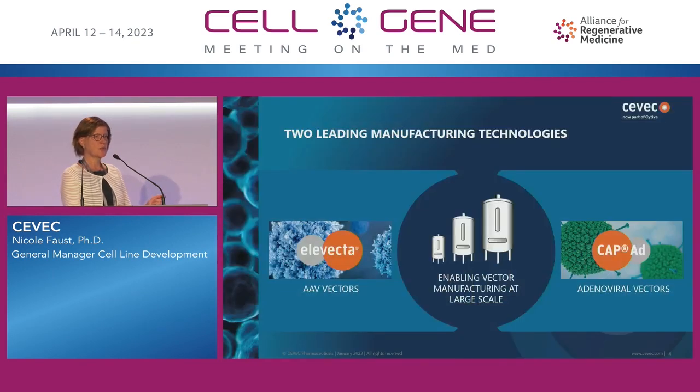And I would like to focus this talk on two technologies. One is our EleVector technology that we have invented and established and also been partnering out over the last years, which is for AAV vector production, and I'll lead you through the process and how we can actually help to make this process more robust, much more scalable, more cost efficient. And the second one, to which I will dedicate a few minutes at the end of the talk, is our CAP-AD platform for the safe production of adenoviral vectors.